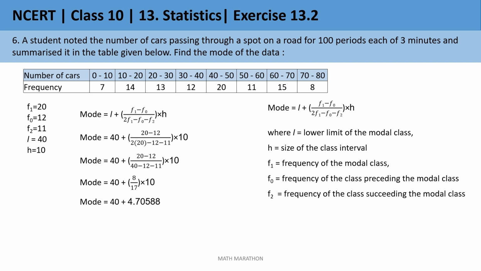80 divided by 17 is approximately equal to 4.70588. Mode is equal to 40 plus 4.70588. Mode is equal to 44.70588. Mode is equal to 44.7 cars.